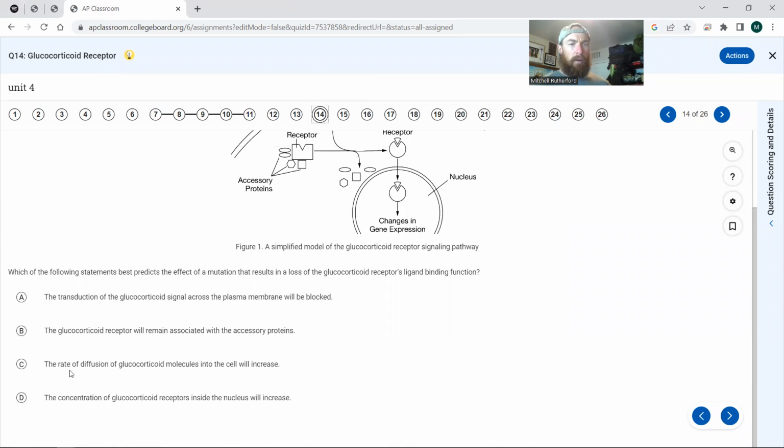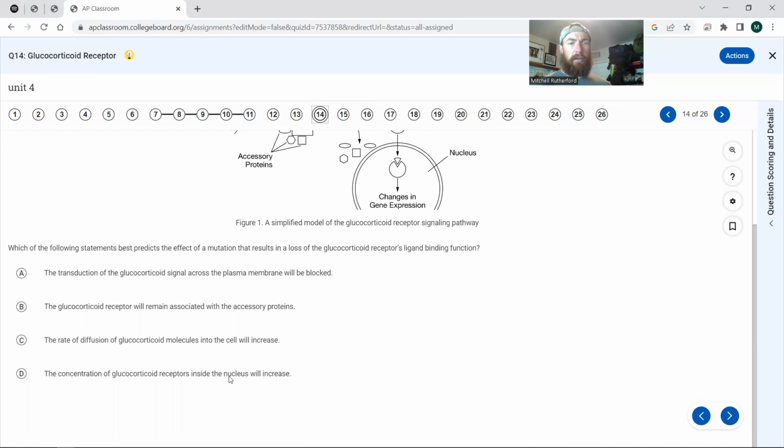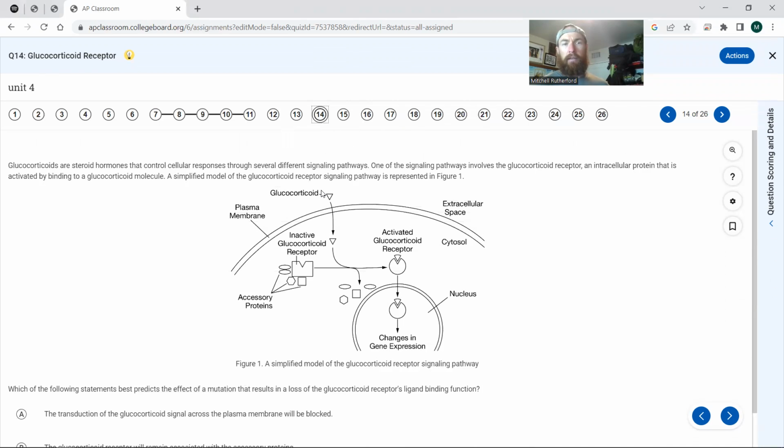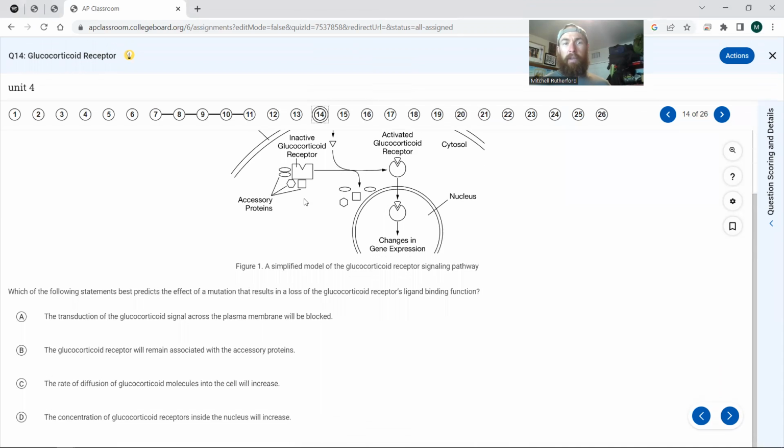The rate of diffusion, concentration of glucose, and the glucocorticoid receptor, transduction of the cross, it's D. I know it's D because D is the only one that says nucleus. Nothing says that the glucocorticoid can't come in. It's just not going to bond. Now, these accessory proteins are going to stay right there. So you could maybe circle this part and say, stay. And then you could cross this out and cross this out and say, no. So, that's not going to happen.